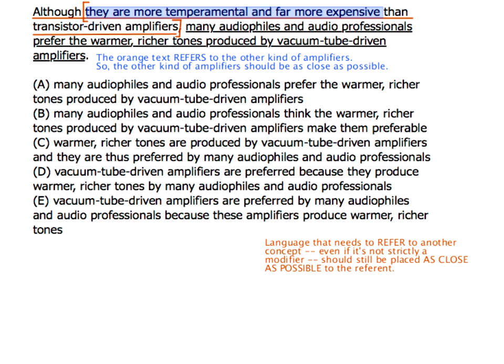Because, I mean, it's just unclear what's going on in the other sentences when you don't do that. So many audiophiles and audio professionals, not so much, because they are not temperamental. Again, they could be, maybe they're very temperamental people, but that's not the point of the sentence. And then warmer, richer tones are also not temperamental. So what's temperamental and expensive are the other amplifiers.